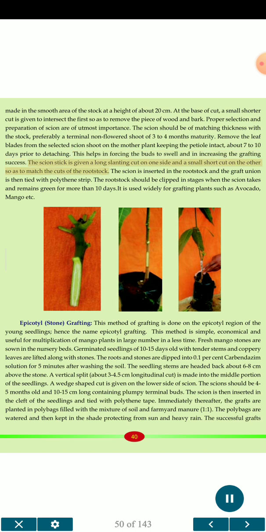The scion stick is given a long slanting cut on one side and a small short cut on the other so as to match the cuts of the rootstock. The scion is inserted in the rootstock and the graft union is then tied with polythene strip. The rootstock should be clipped in stages when the scion takes and remains green for more than 10 days. It is used widely for grafting plants such as avocado, mango, etc.